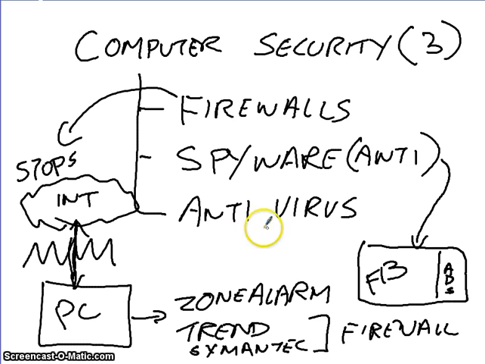And the last one is antivirus, and we talk about this a lot. Antivirus is a way of scanning your computer and making sure that there are no viruses on it. It won't stop viruses getting into your computer, but it will remove them once they're there. The only way you can stop a virus getting into your computer is probably checking what you download by using a firewall.